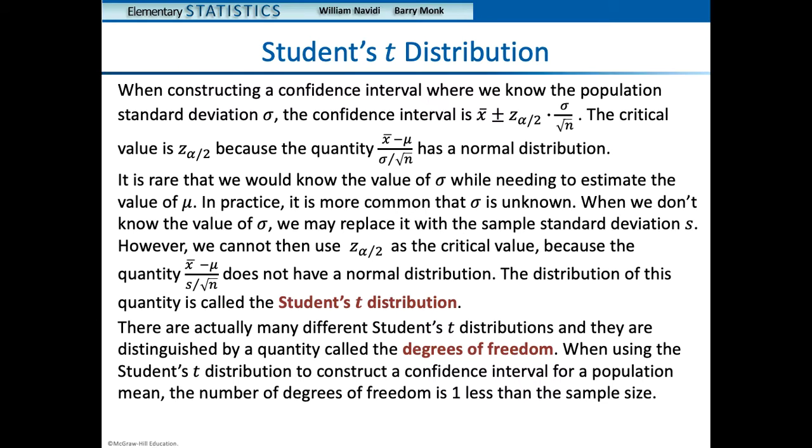There's actually lots of different student's t distributions, and they're all distinguished by a quantity which is referred to as the degrees of freedom. When using the student's t distribution to construct a confidence interval for a population mean, the number of degrees of freedom is simply defined as 1 less than the sample size. So it's the sample size minus 1.